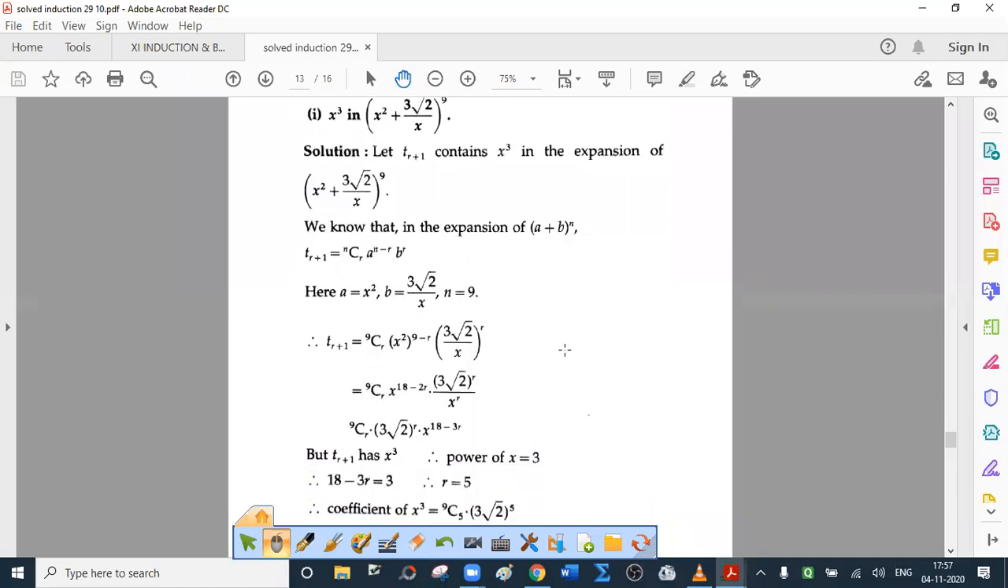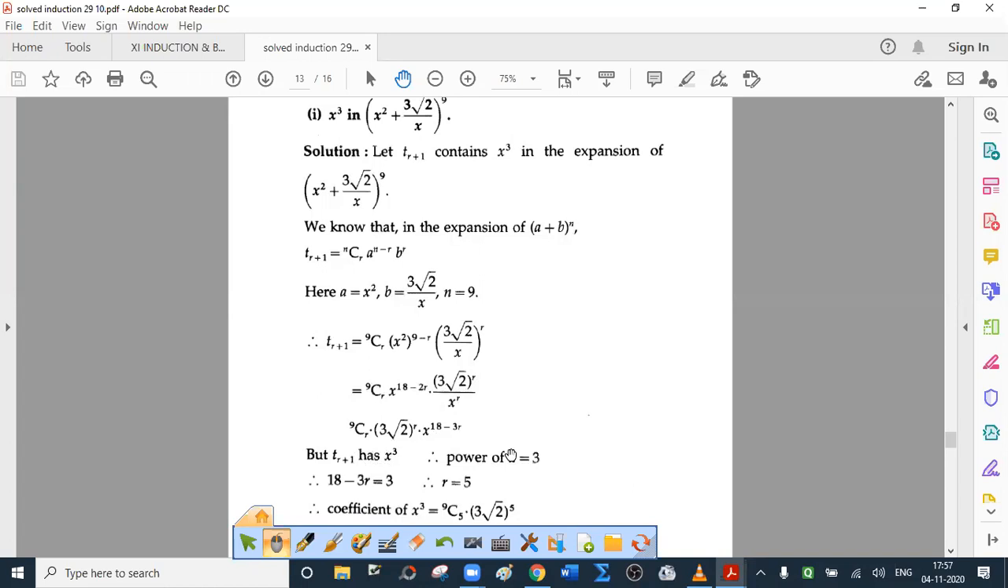Now we simplify this to obtain a single term in x. Why? Because we have begun with, let this term be in x³. So we have to equate the index of x with 3. Yes, using laws of indices, x^(18−2r) upon x^r is what? x^(18−3r). Okay. But T(r+1), this term has x³.